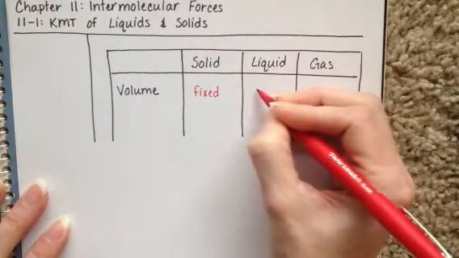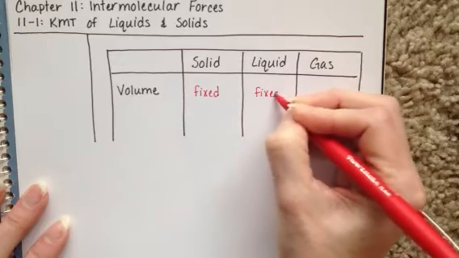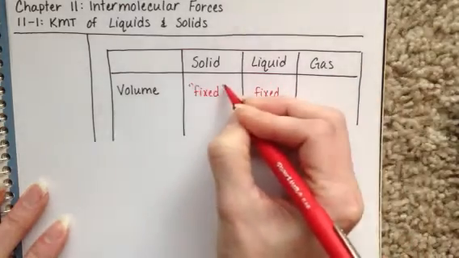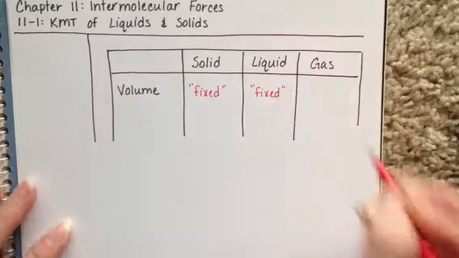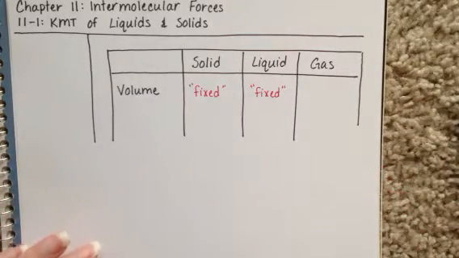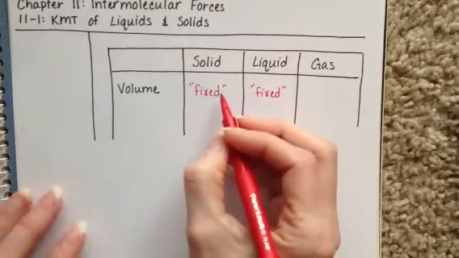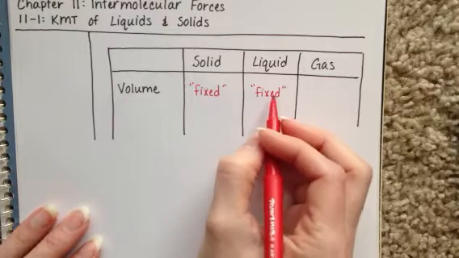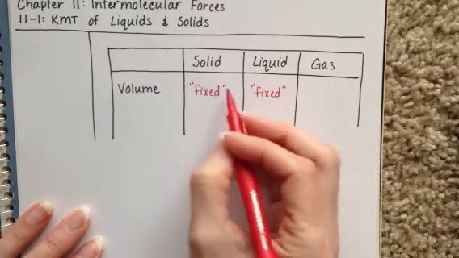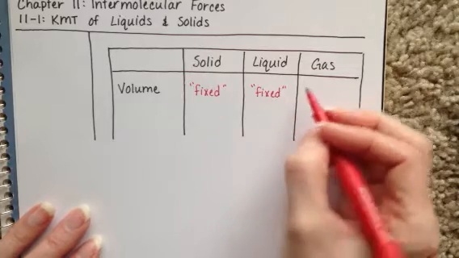Of course, this isn't completely true. Solids and liquids do have slightly variable volumes. With temperature, the volume will change. For most people, it's sufficient to just say that the volume of a solid and the volume of a liquid is fixed, because the amount that it changes is pretty small.